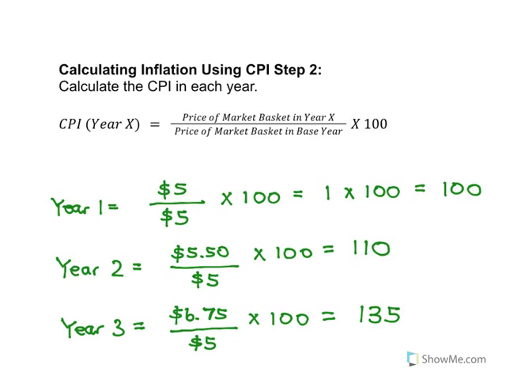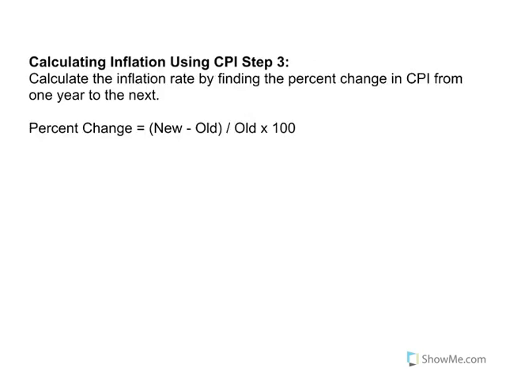If the CPI was getting smaller, there was deflation, right? And sometimes that can happen. You can go from a CPI of 100 to a CPI of 90. Deflation does occur, even though inflation is probably more common for what we're doing here. And then finally, step 3 is we need to find the percent change in CPI in order to get the inflation rate.